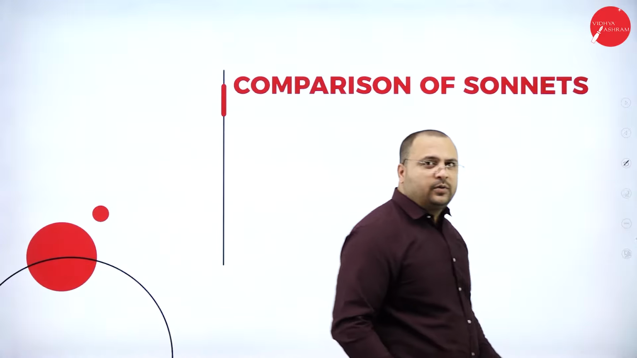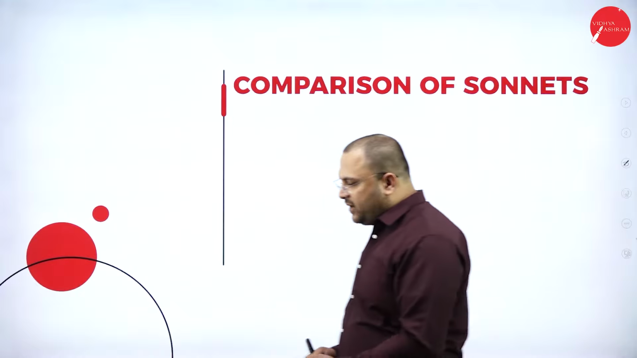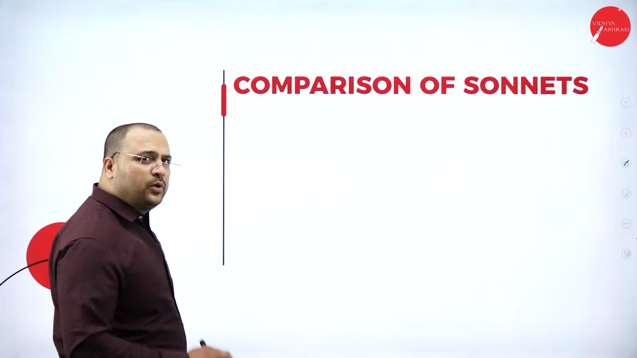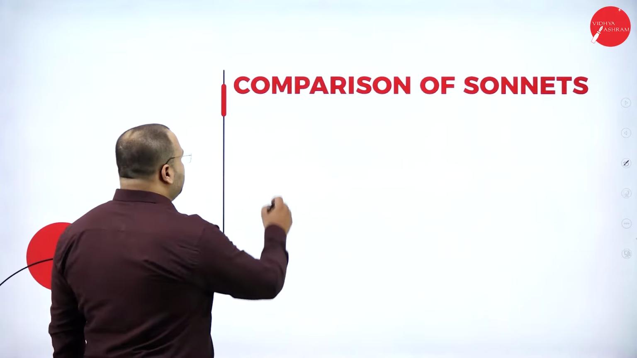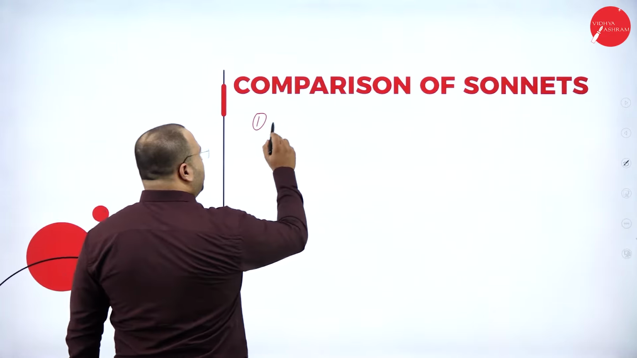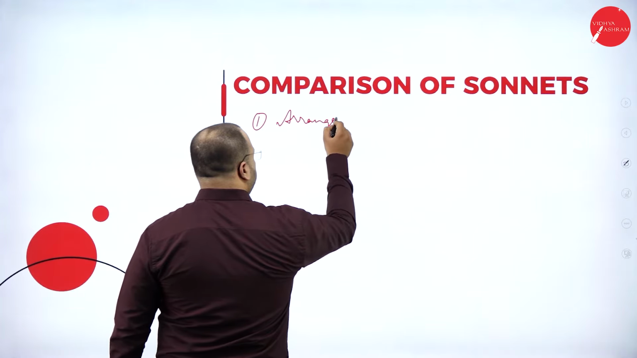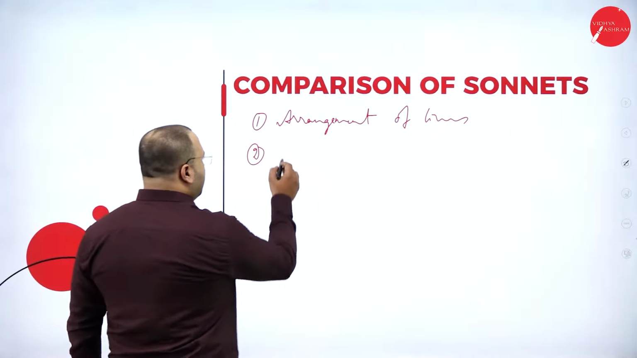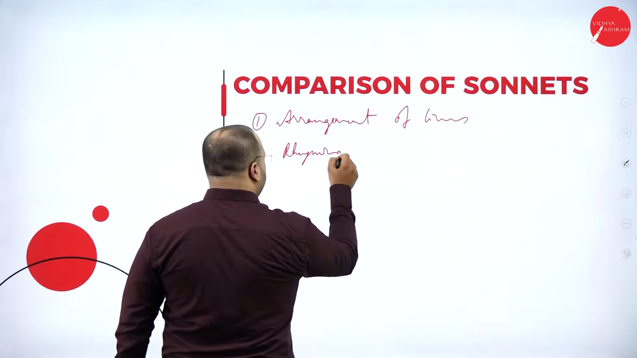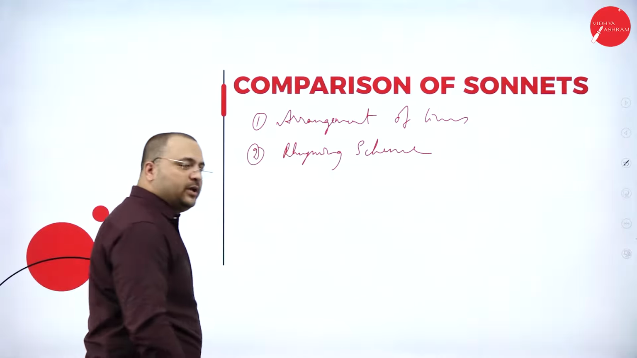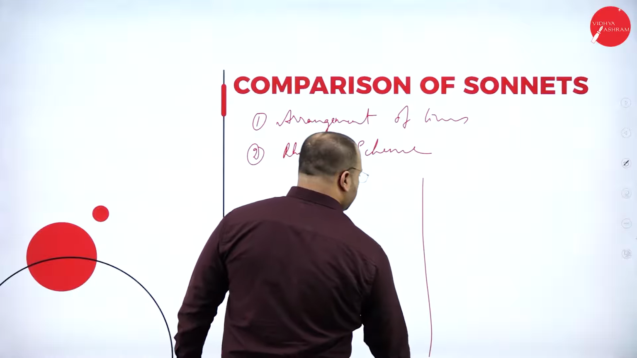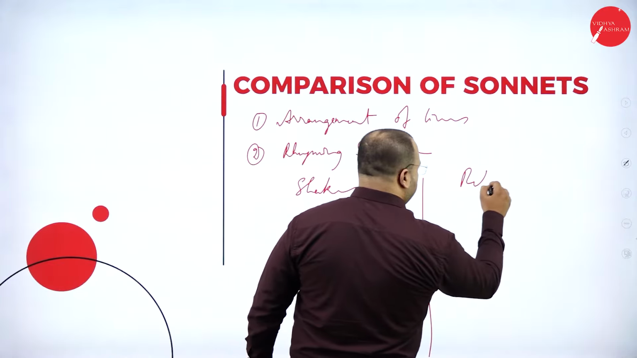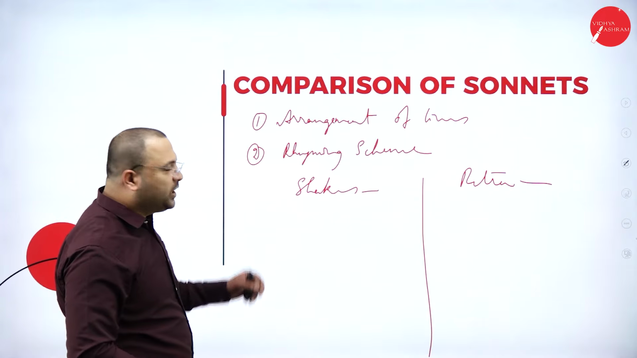So how do you differentiate? How do you compare these two sonnets? So how do you differentiate whether a given sonnet belongs to Shakespearean category or Petrarchan category? So comparison, both the sonnets will have 14 lines, but you have to remember, first thing, there is difference in the arrangement of lines. The second major point is the rhyming scheme. So if you consider two sonnets, Shakespearean and Petrarchan. So how are lines arranged in Shakespearean type of sonnets?